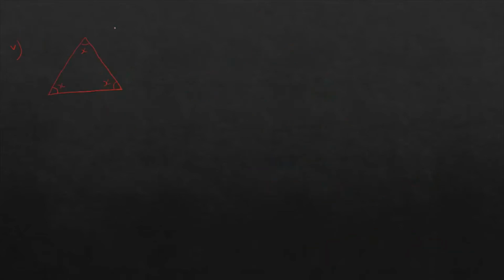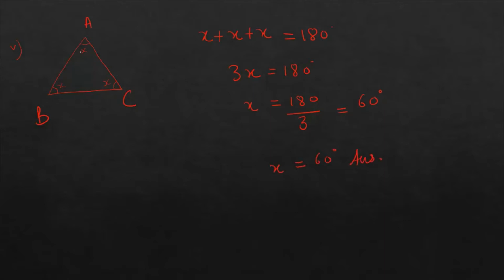Next question. In this question, A, B, C, let's label this first. Okay. So angle A plus angle B plus angle C is equal to 180 degrees. According to the angle sum property of a triangle, we can say that 3x is equal to 180 degrees. X is equal to 180 divided by 3, which is equal to 60 degrees. So x की value कितनी आएगी? 60 degrees. That's the answer. So each angle in this triangle is 60 degrees. Next question.